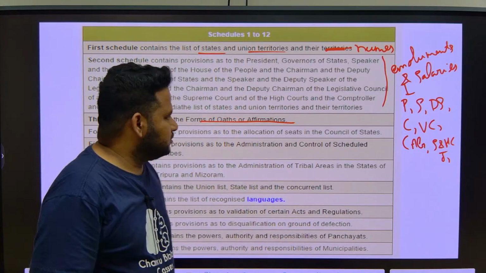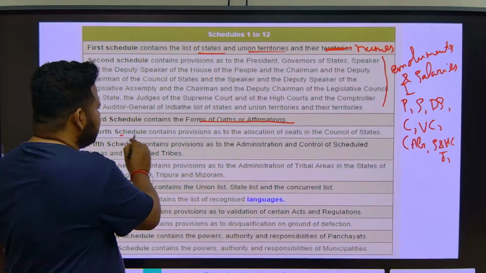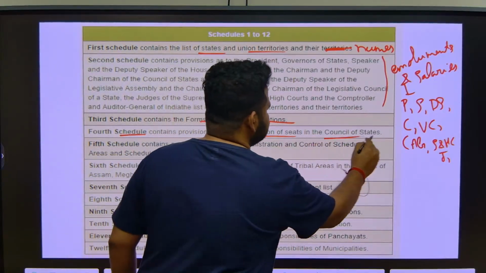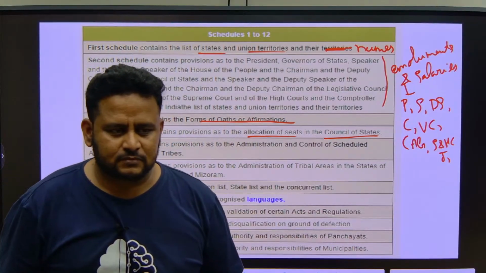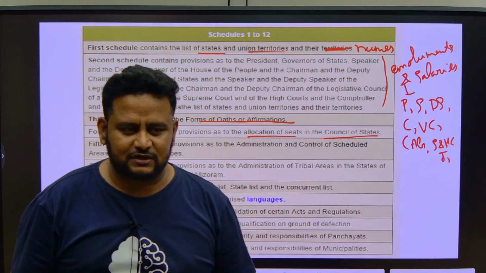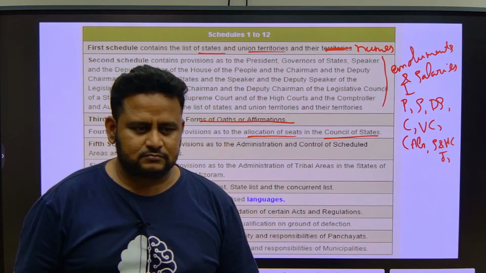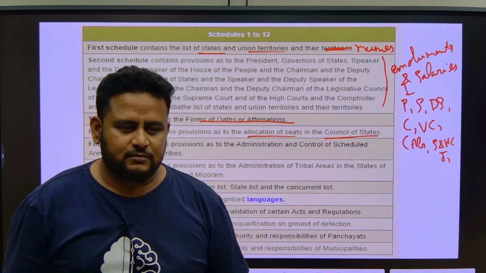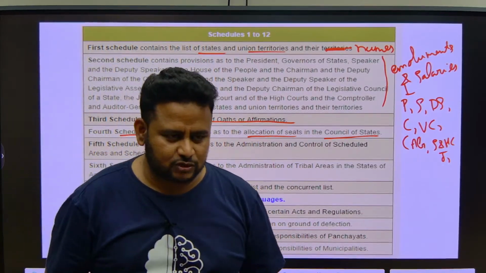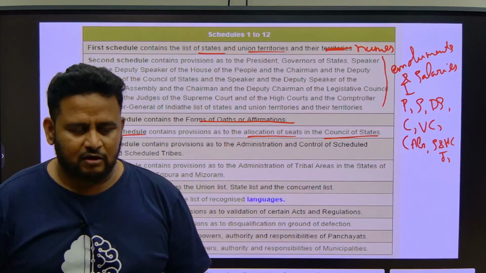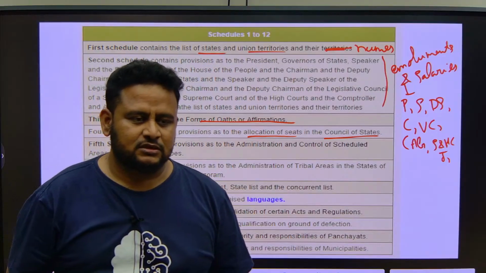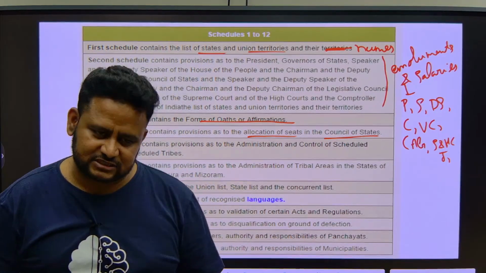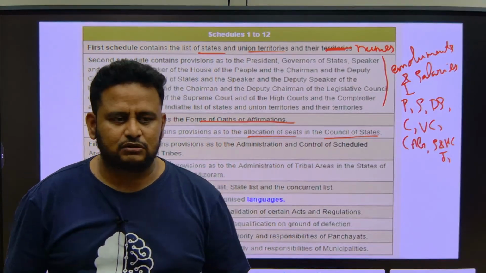So, fourth schedule contains provisions for allocation of seats in the Council of States. Council of States is also called what? I told you yesterday, Rajya Sabha. Parliament is divided into Lok Sabha and Rajya Sabha. Rajya Sabha is also called Upper House and Council of States. Lok Sabha is also called Lower House and House of People.